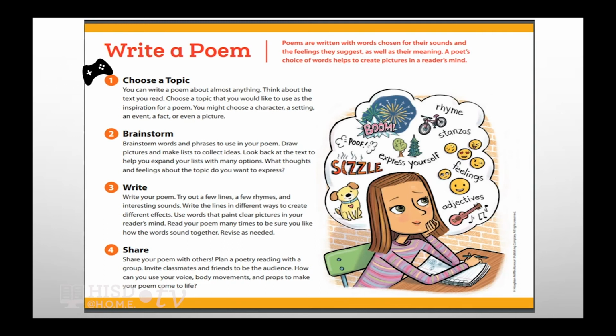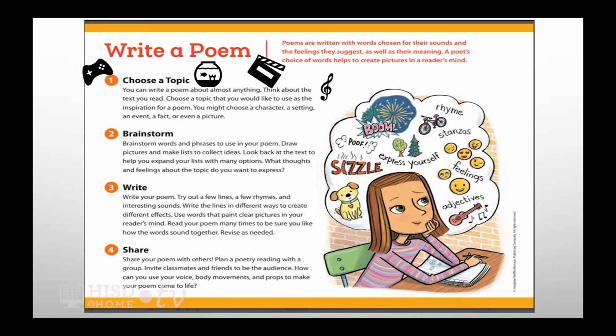First, you choose a topic. You can write a poem about almost anything. Think about the text you read. Choose a topic that you would like to use as the inspiration for a poem. You might choose a character, a setting, an event, a fact, or even a picture.